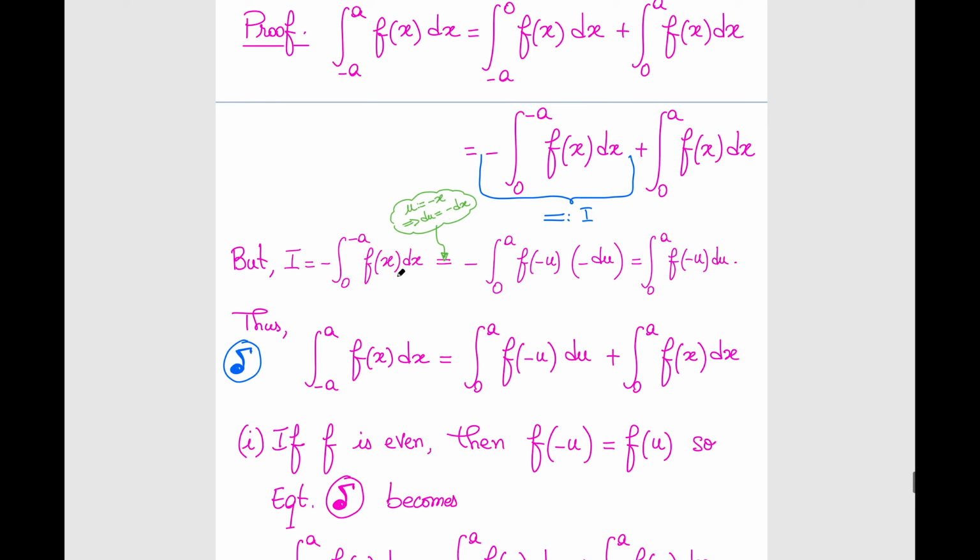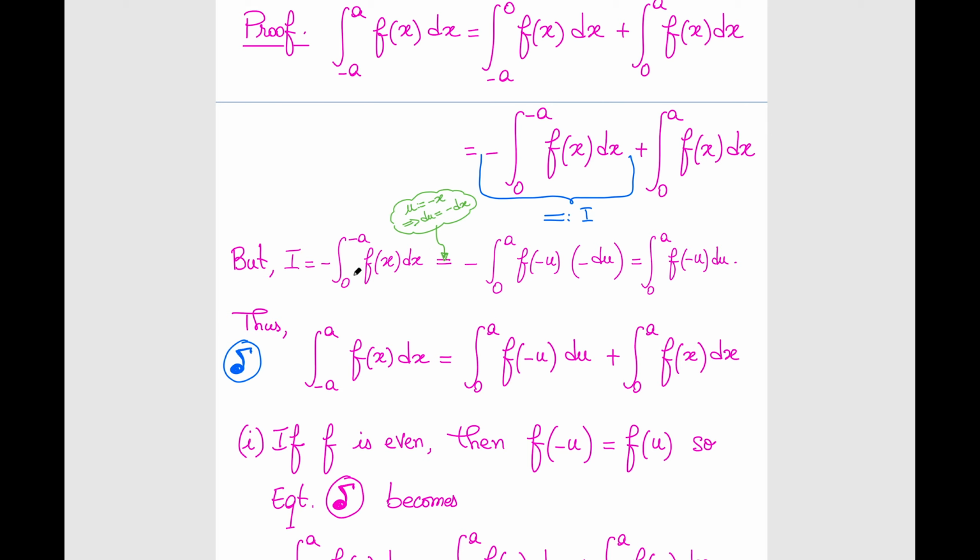So that's I. How about I use substitution as follows? Replace x by negative u, or replace negative x by u. So call u to be negative x. As such, every time you see x, it's going to be negative u, right? So that guy is going to be negative u, and that guy is going to be negative u. Correct? So du is negative dx, or dx is negative du. So this guy becomes negative du.